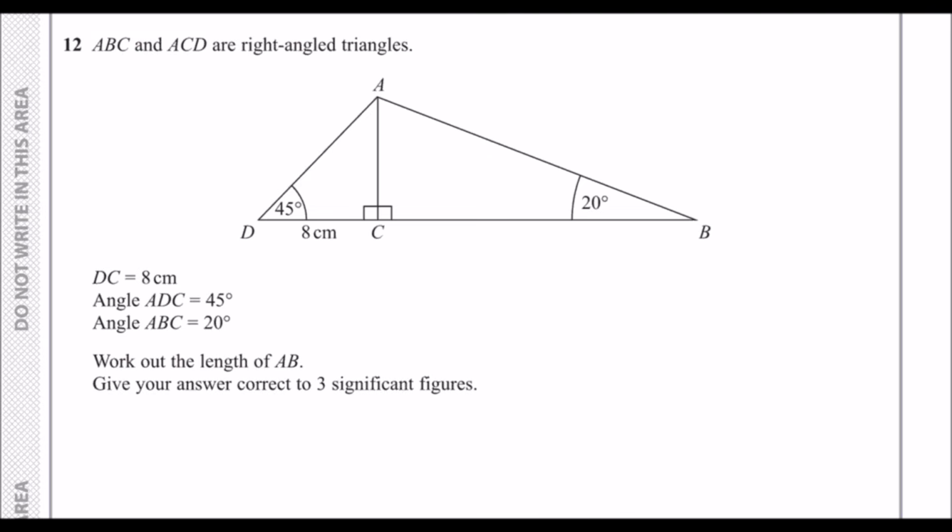Question 12. ABC and ACD are right-angled triangles. D to C is 8. ADC is 45 degrees. ABC is 20 degrees. We need to work out the length of AB. And we're going to give our answer to 3 significant figures.